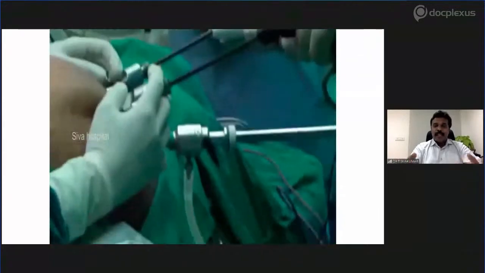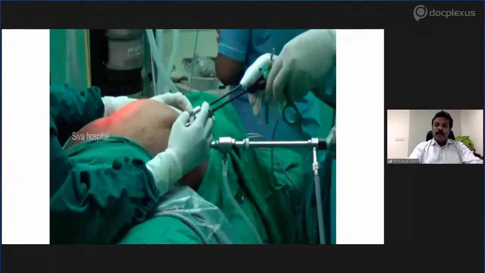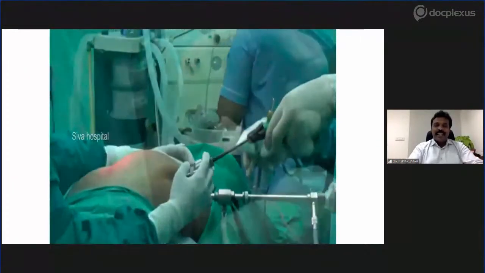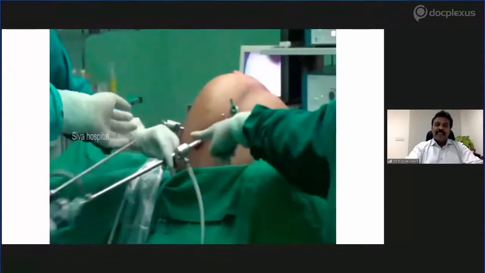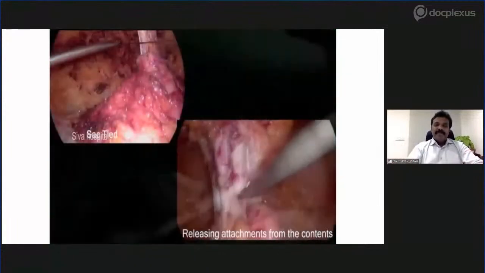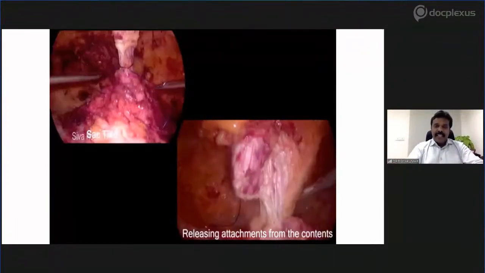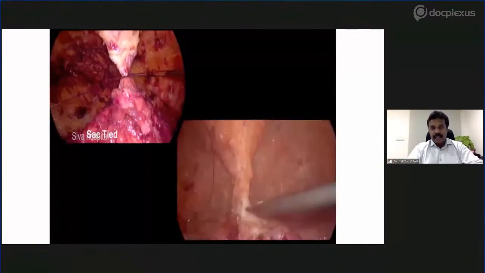It's the first case. My staff are helping me so that the port should not be coming out. So in the first trial, they are helping me grasp the port. This is the thing you can see, how the plane is created. Now I'm just reducing the sac content inside.